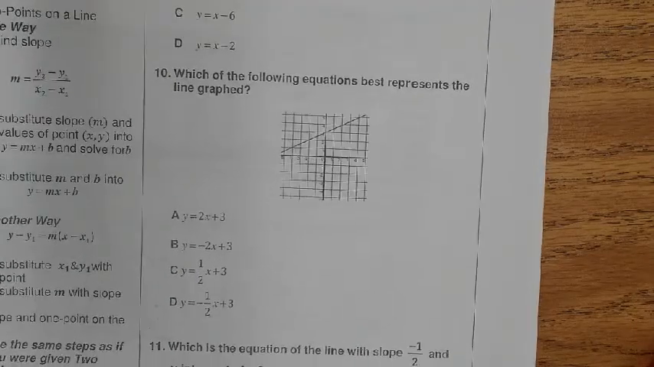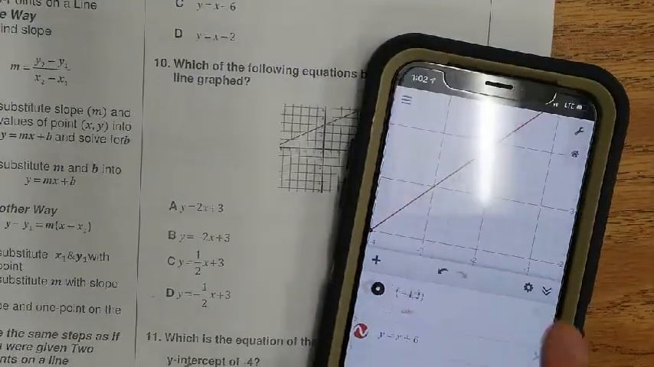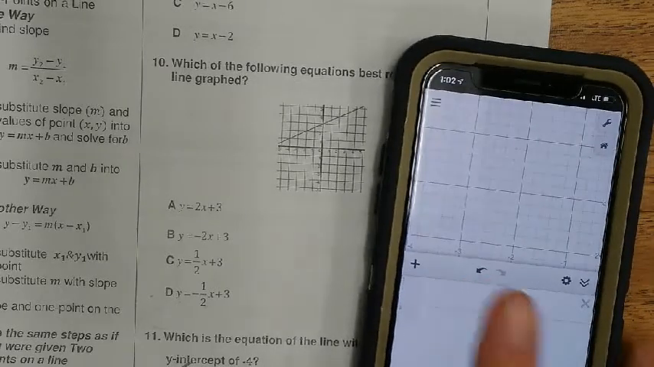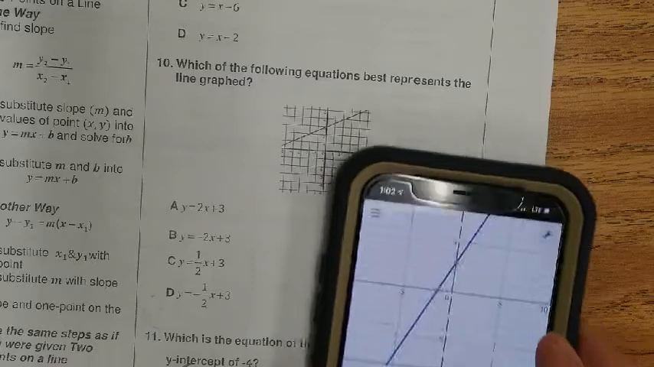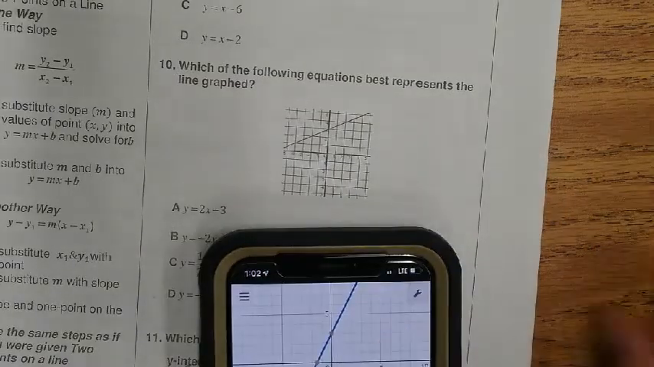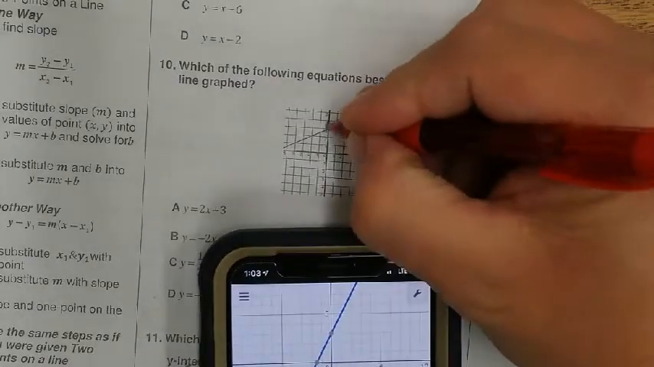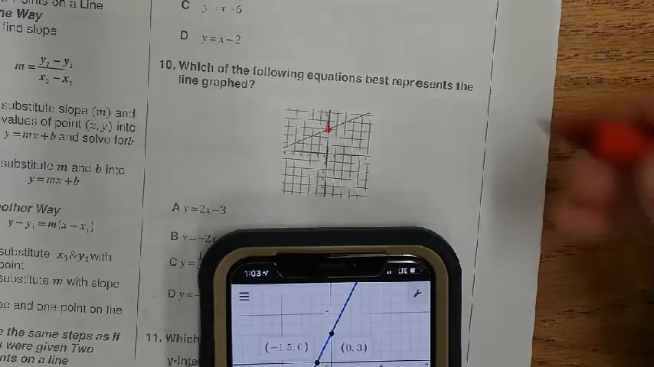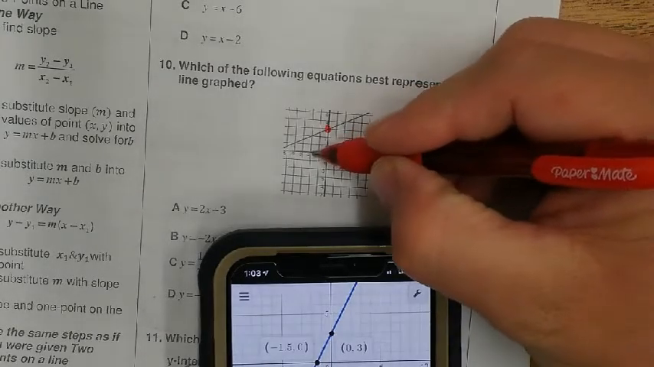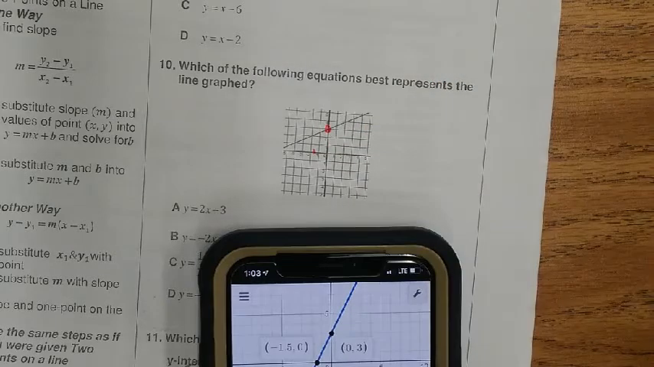All right, same thing here. We just type this into Desmos and see which one makes that graph. Y equals 2x plus 3. I'll press the home button so I can get back there. Okay, so if we look here, we know it's got to be (0, 3). So that one does hit (0, 3), but it also hits at negative 1.50. Negative 1.50 would be right here. So we know it's not A.